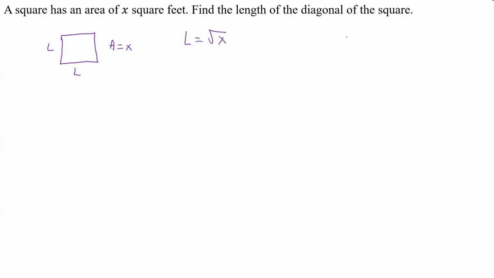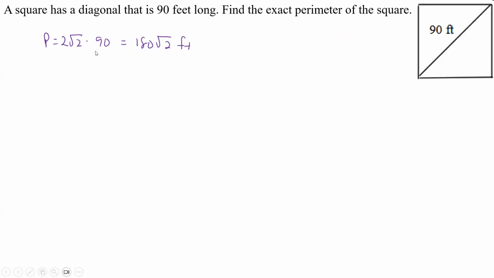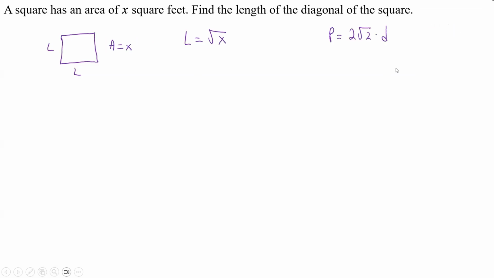Now, what do we know about the perimeter? Perimeter is 2 square root of 2 times d, because we've been looking at that back here. It's 2 square root of 2 times the diagonal. So what we have to figure out is, what is the perimeter? Because we're looking for the diagonal. Well, each one of those sides is square root of x, so we're going to have 4 square root of x equals 2 square root of 2 times d.